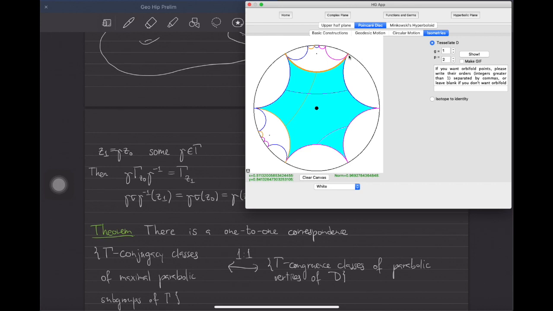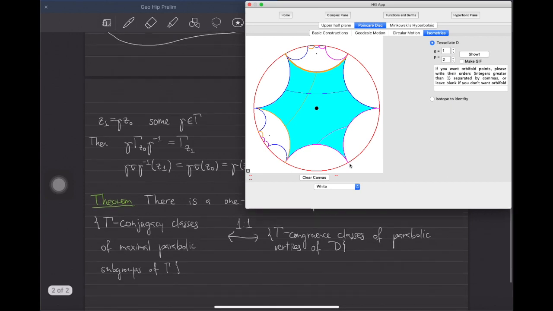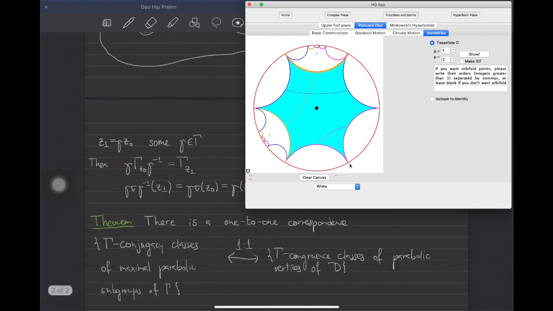And then what is not clear is that if you take any point at infinity fixed by some parabolic, then the stabilizer is conjugate to the stabilizer of one of these. So that would be the left-hand side. That everything here corresponds to something here, right? So if you want this to be surjective. Right. Okay.